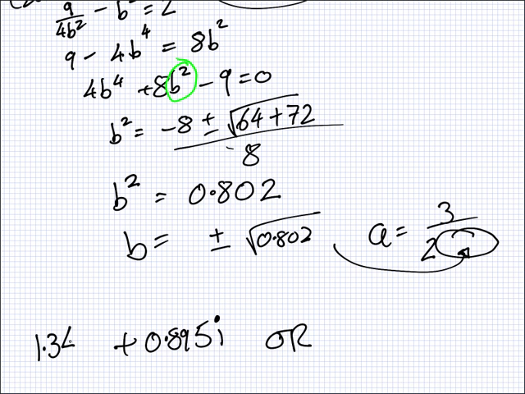3 over 2 times 0.895. Now don't show me the calculator. I'm going to take a sip of coffee, and then when I put it back down, I want someone to give me the right answer. Wait until I put the coffee down.